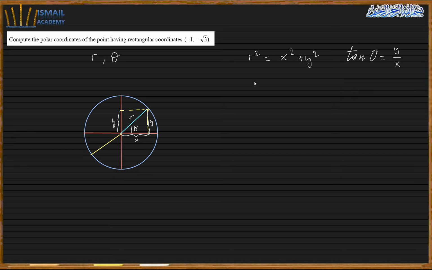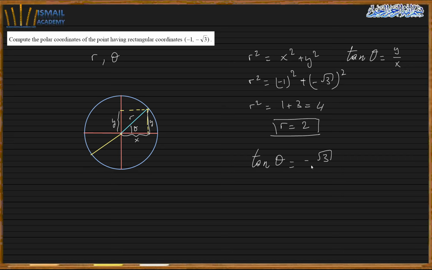First let me find the radius. We have r squared equals minus 1 squared plus minus square root of 3 squared. So r squared equals 1 plus 3, which is 4, which means r is 2. So this is the radius. For the angle, it's minus square root of 3 over minus 1, which is just square root of 3. The tangent inverse of square root of 3 is pi over 3, I believe, yes. So that means the angle is pi over 3.